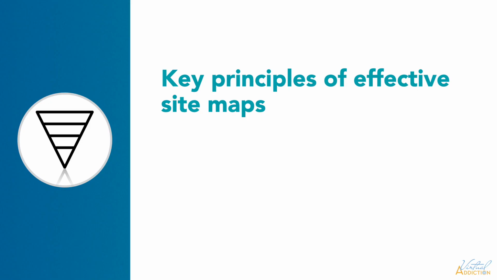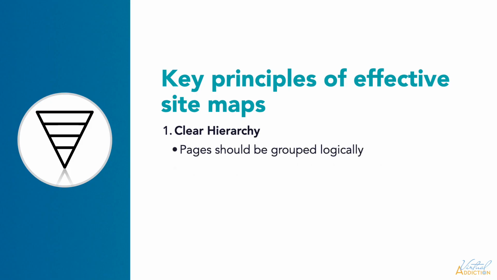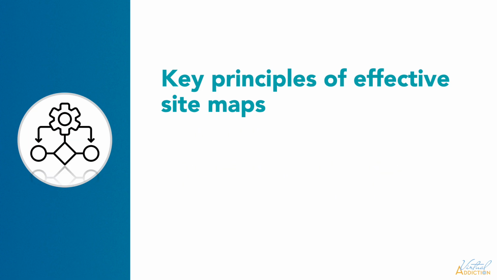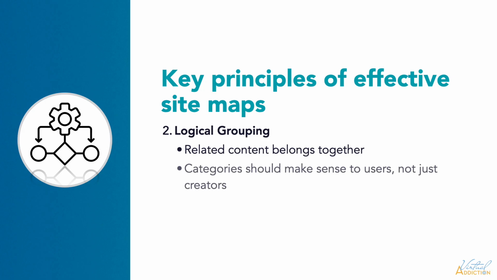A strong sitemap follows a few core principles. First, clear hierarchy. Pages should be grouped logically, with important pages closer to the top. Avoid deep nesting. Users generally shouldn't have to click more than 3 or 4 levels deep to find content. Second is logical grouping. Related content should live together, and categories should make sense to users, not just the creators. For example, admissions is clearer than something vague like important info.